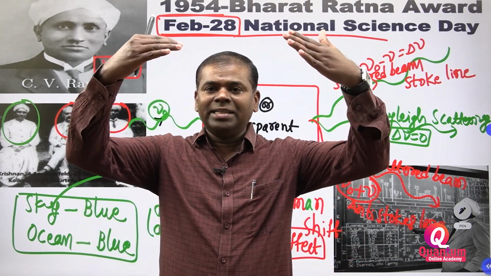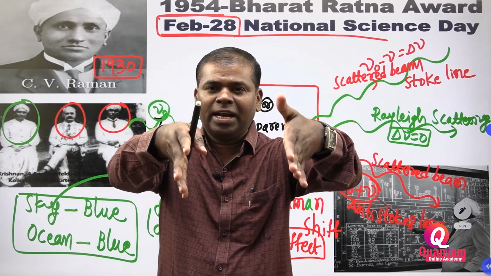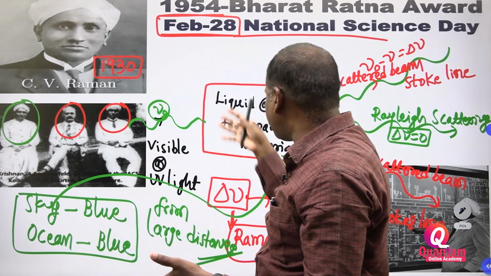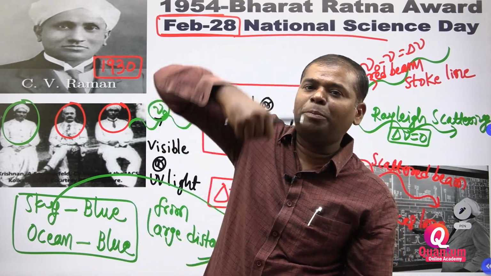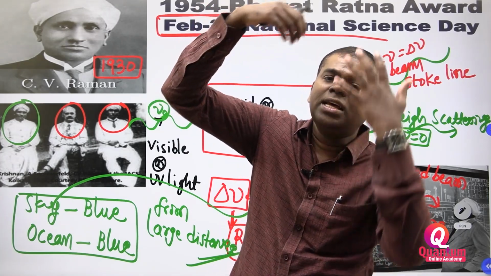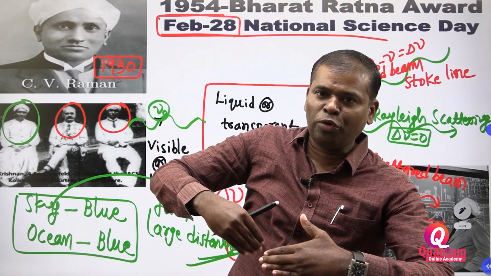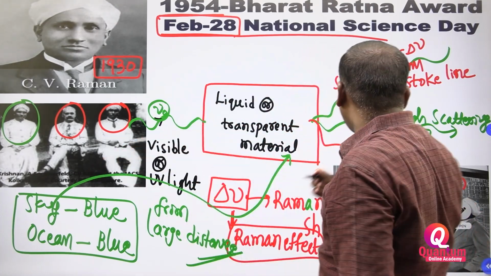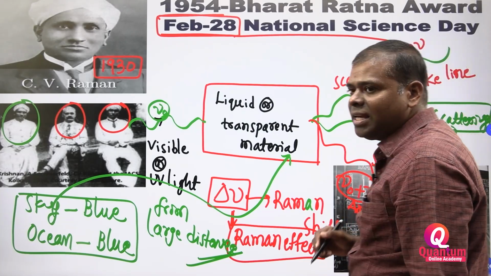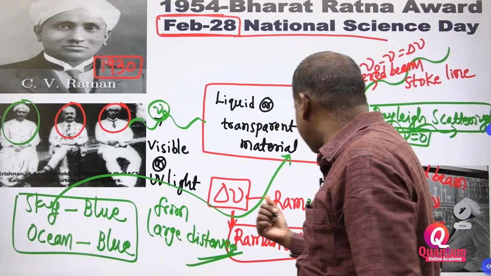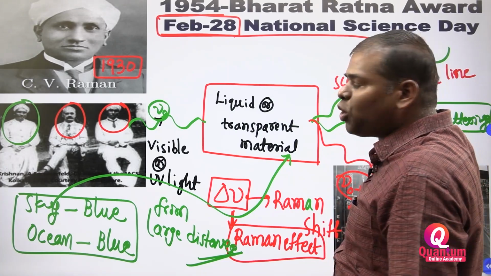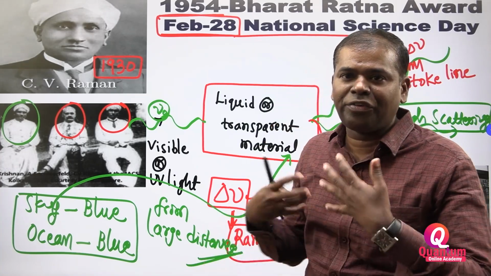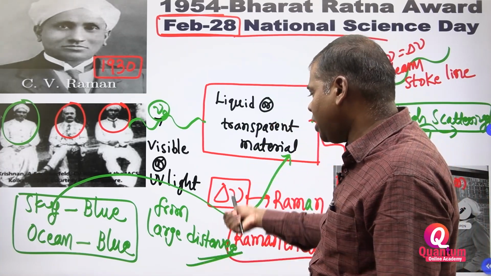Suppose you incident white light, whatever radiation it may be, on a liquid or transparent material. Some portion will be scattered with high frequency, some portion with low frequency, and some portion with the same frequency it came in. That line we call the Rayleigh line. If it is high frequency, that is the anti-Stokes line. If it is low frequency, there is the Stokes line. So there is a frequency shift, and that frequency shift we call the Raman shift.